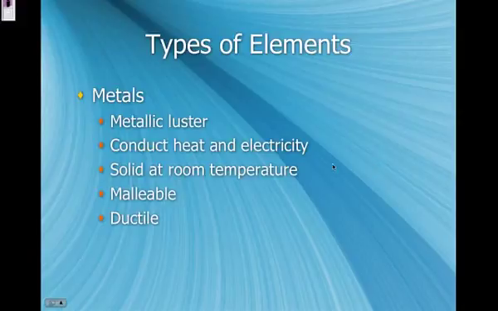So the metals, this is where the stair-step line is between the yellow and the pink ones. And the metals would be everything to the left of that stair-step line. These are all metals. Some characteristics of metals is they have metallic luster. What does luster mean? They shine. They're shiny, yes. They conduct heat and electricity, which is why they're used in wiring. They're solid at room temperature, except for one metal. Do you guys know what the metal that's liquid at room temperature is?